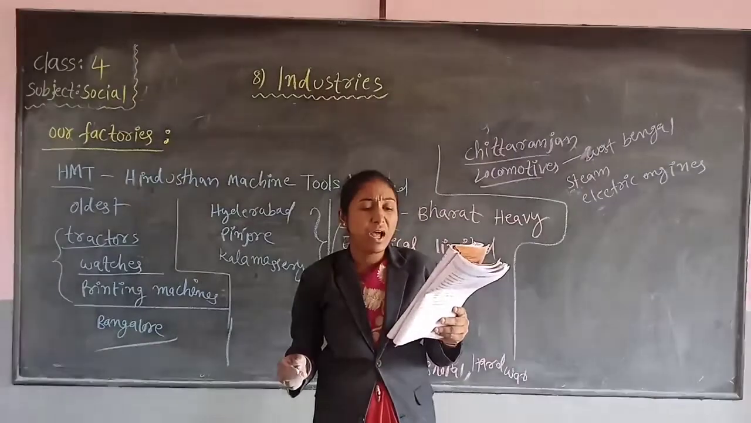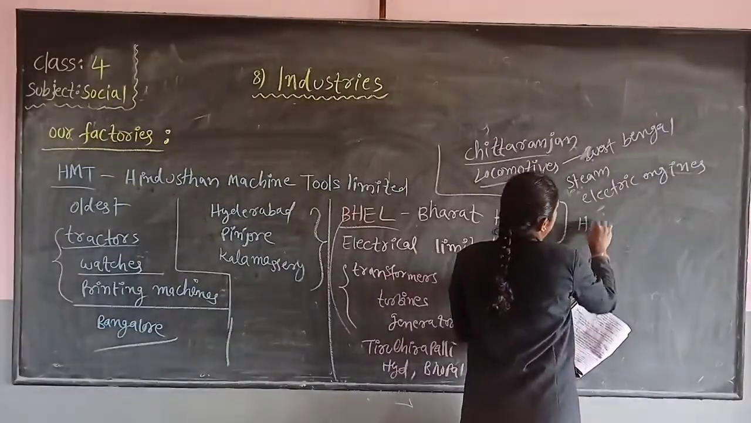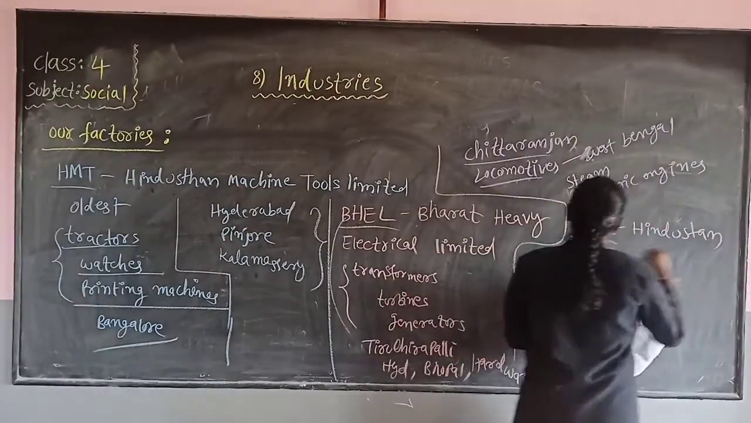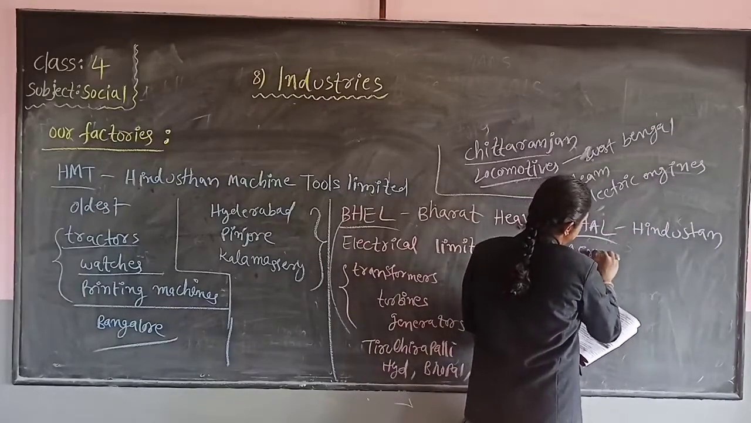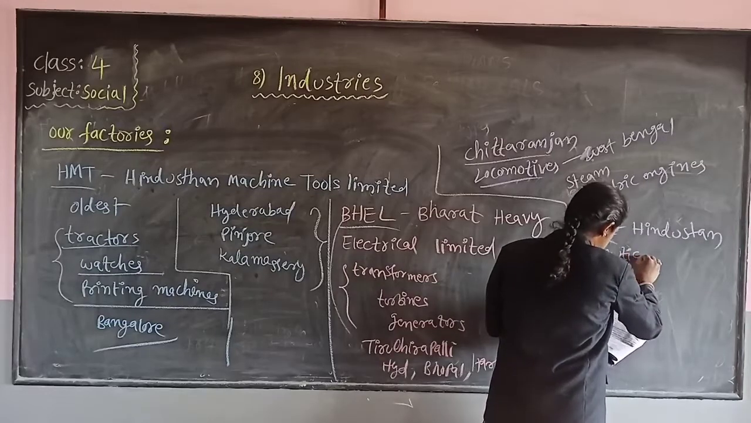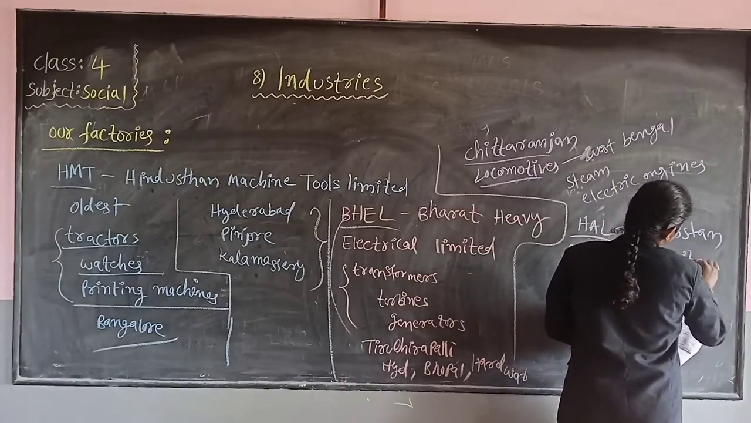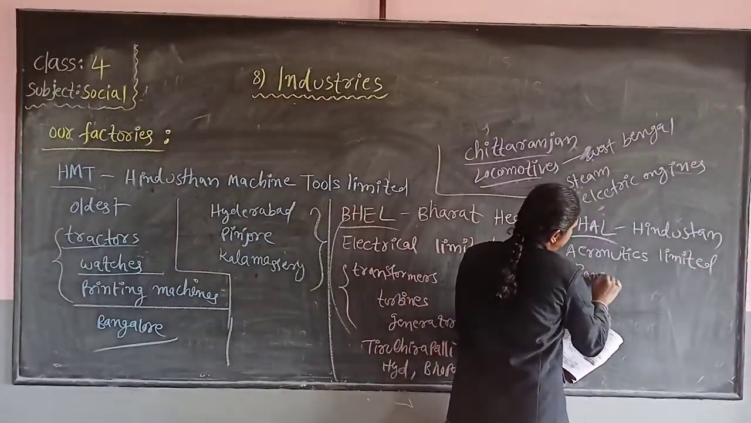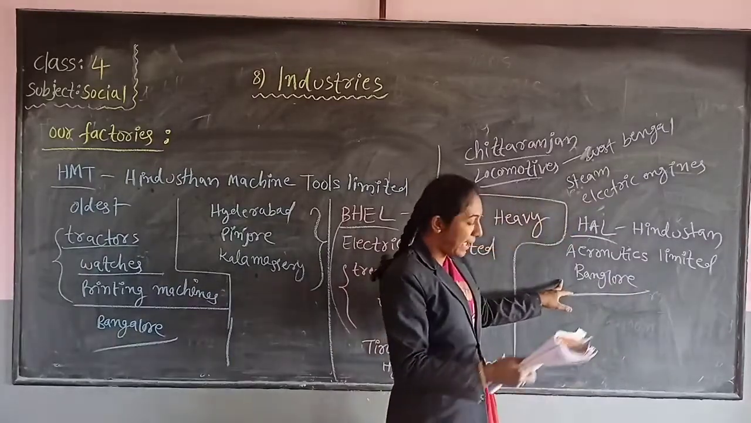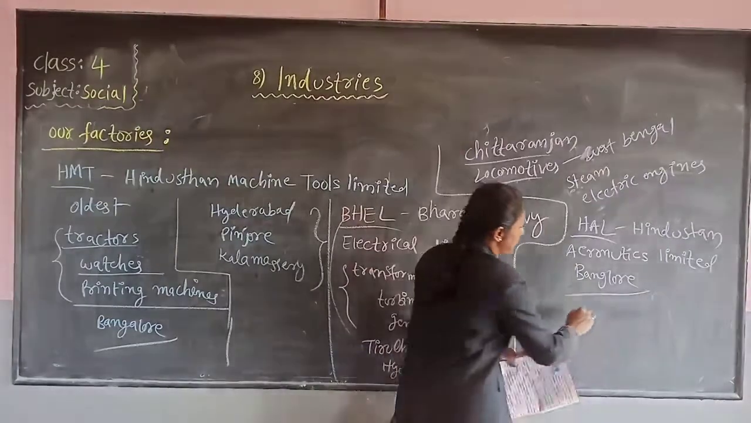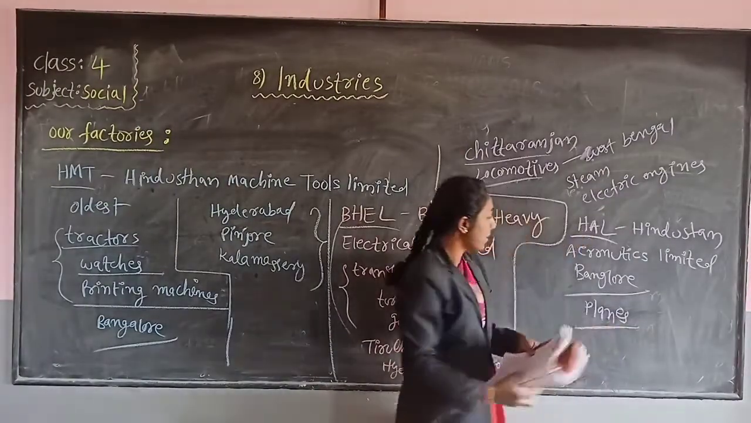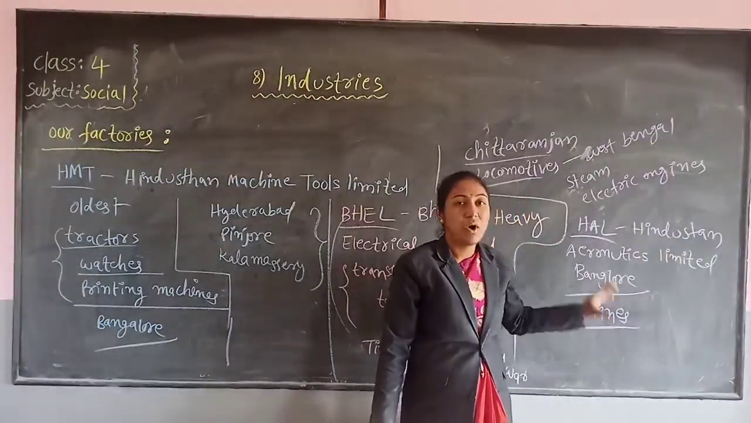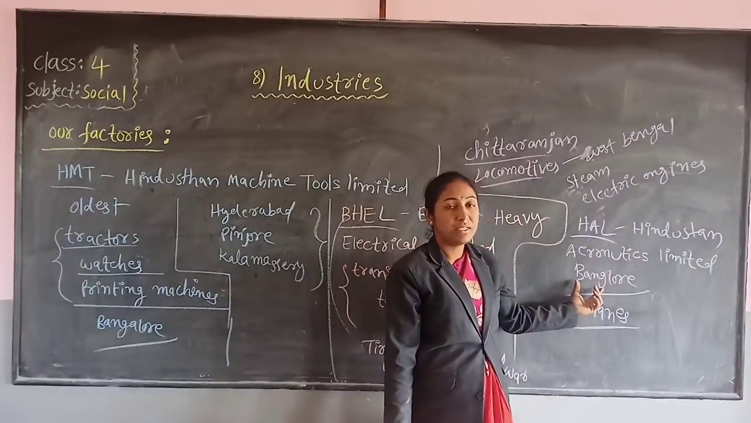Next, Hindustan Aeronautics Limited, HAL. H means Hindustan, A means aeronautics, L means limited. Hindustan Aeronautics Limited is situated at Bangalore. It makes small size aeroplanes. This factory makes small size aeroplanes, and it is in the place Bangalore.